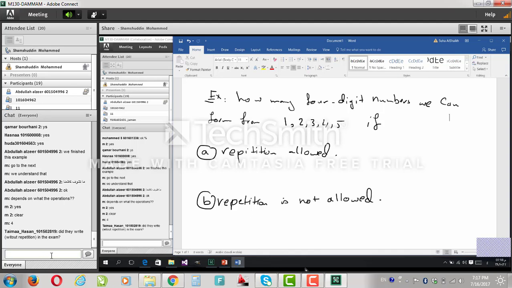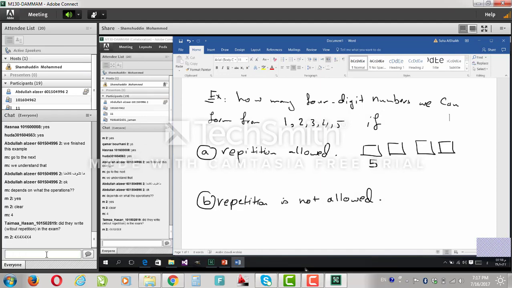If repetition is allowed, I want to form a 4 digit number. So I have 4 places. I have how many numbers? 5. So I can use 5.